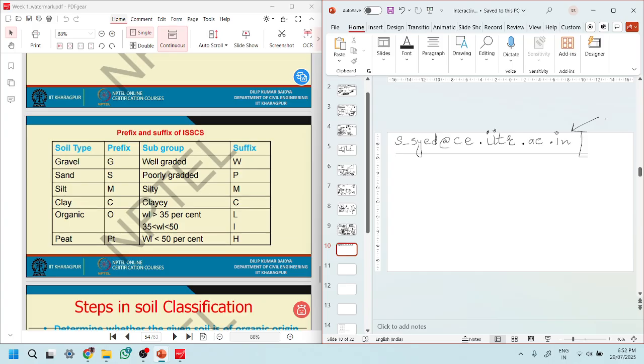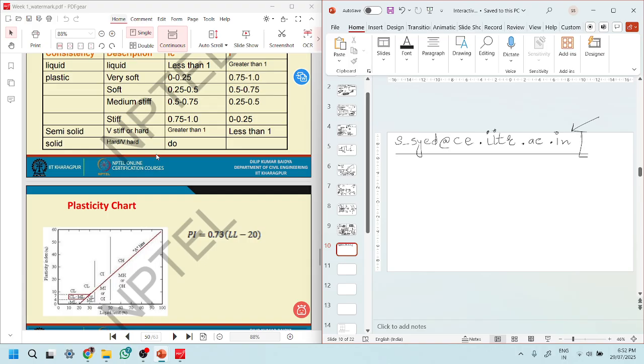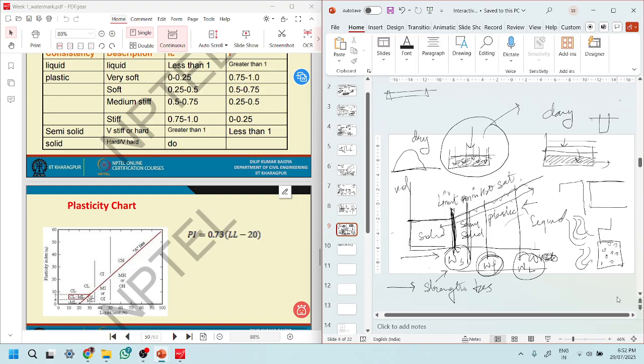Yes, please. Madam, can you show me the previous slide? That consistency limits graph. No, from your notes, you have drawn. Okay, my notes. Yeah, this slide, madam. In this, normally for most of the soils, the sequence of the limits will be lowest one is shrinkage, then plastic, then liquid limit.